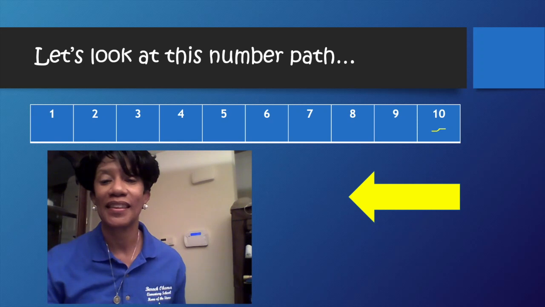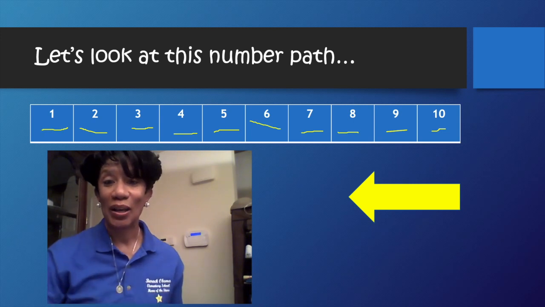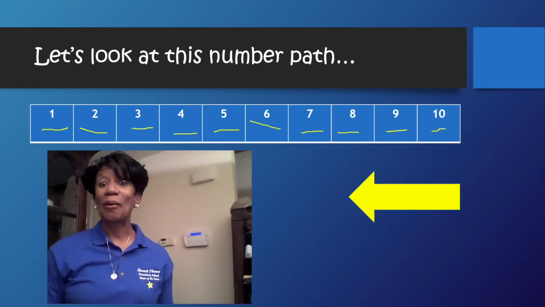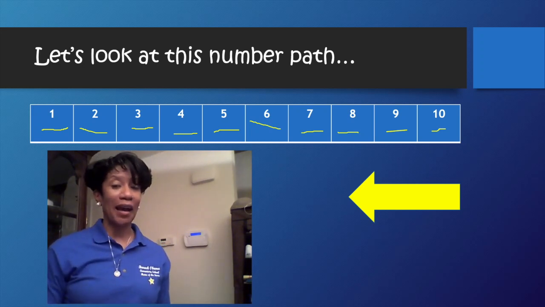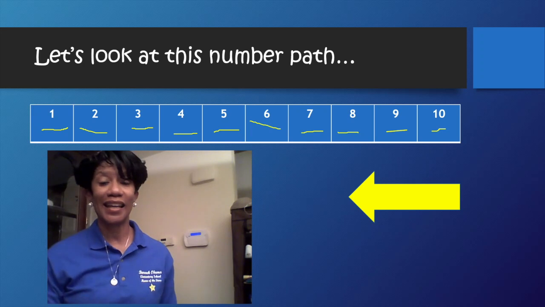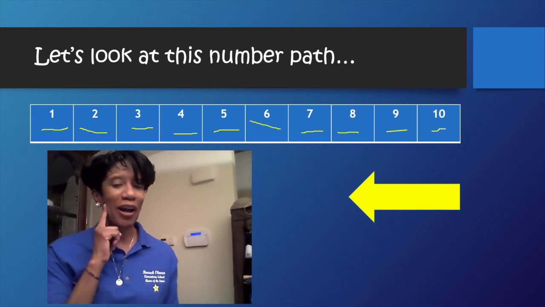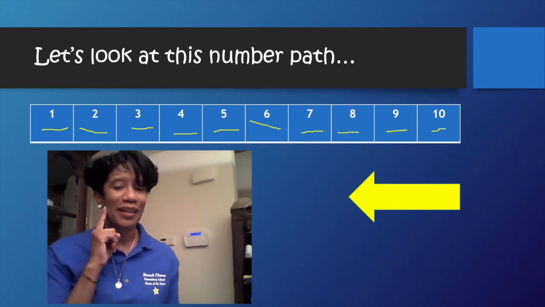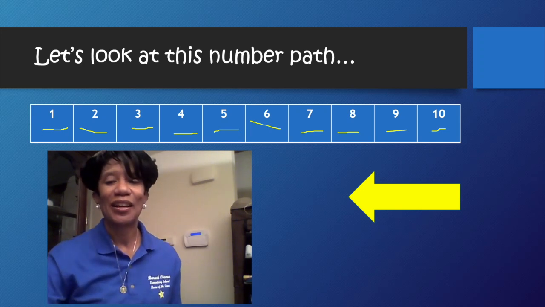10, 9, 8, 7, 6, 5, 4, 3, 2, 1. We just counted backwards orally starting at 10. So we counted down from 10 all the way to 1. So we just counted backwards. Now, did you hear how that sounded when we counted backwards? I want you to be thinking about that because that's something we're going to talk about a little later.